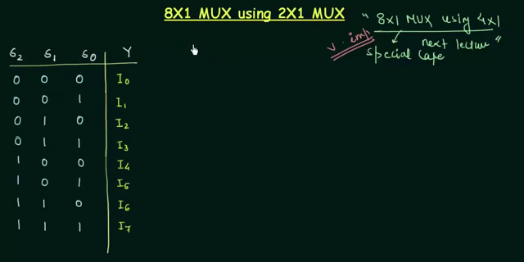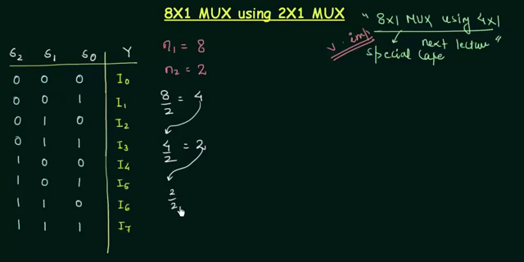The first thing that I explained in the last presentation is to see the number of input data lines of the required mux and the available mux. So if I say N1 is the input data lines of the required mux, which is 8x1, it is equal to 8. And the input data lines of the available mux, that is 2x1 mux, is equal to 2. The next step is to divide 8 by 2 and it will be 4. Then again take 4 and divide it by 2, it is 2. Take 2 and divide it by 2, it is 1.